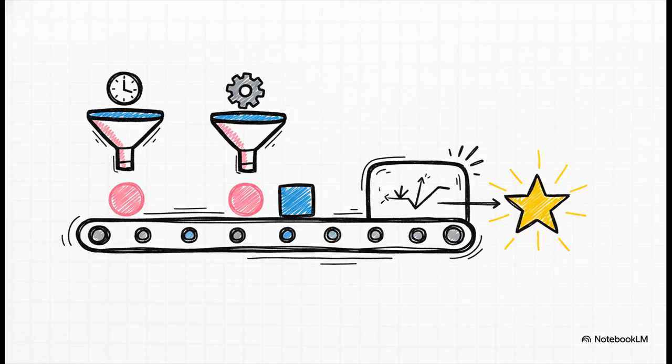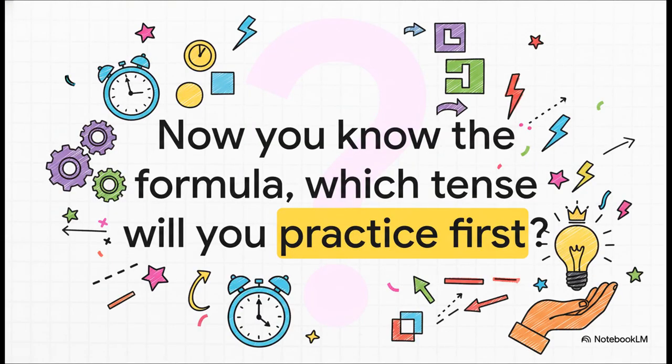And there you have it. It's not about memorizing 12 random complicated rules. It's about understanding one simple, elegant system. You just pick a time, you pick an aspect, you put them together, and you can build any meaning you need. So, now you've got the secret formula. The only question left is, what are you going to do with it? Which one of these tenses are you going to go out and master first? The power to speak English confidently? Well, it's right there in your hands. Now go use it.